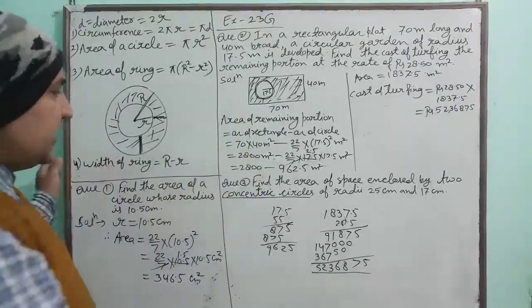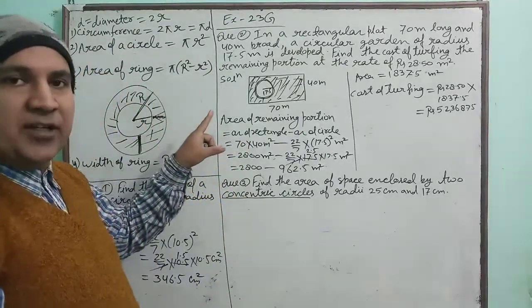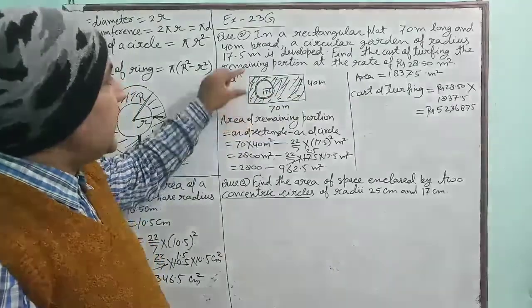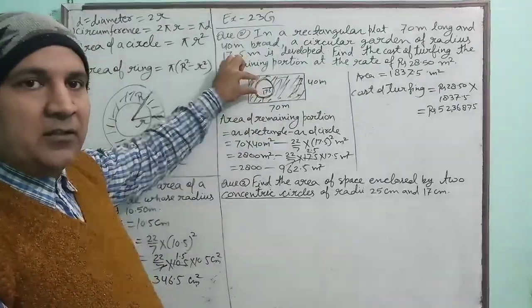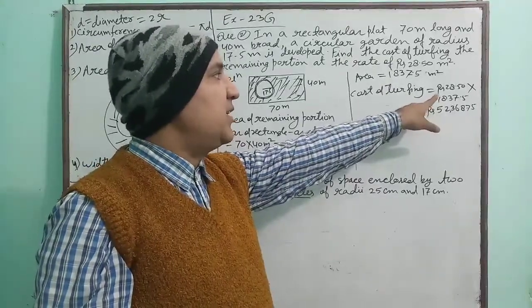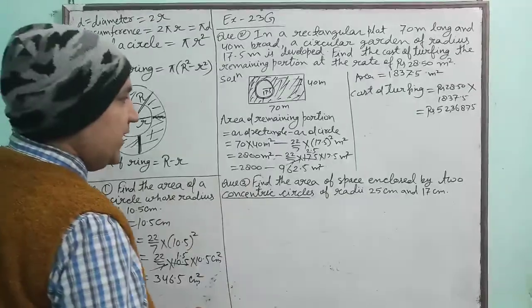Okay, now see question number 3. Is the method understood for the second question? Area of the remaining portion is equal to area of rectangle minus area of circle, and then that area will be multiplied with the cost of 1 meter square. So we have got the cost of turfing. Now see question number 3.